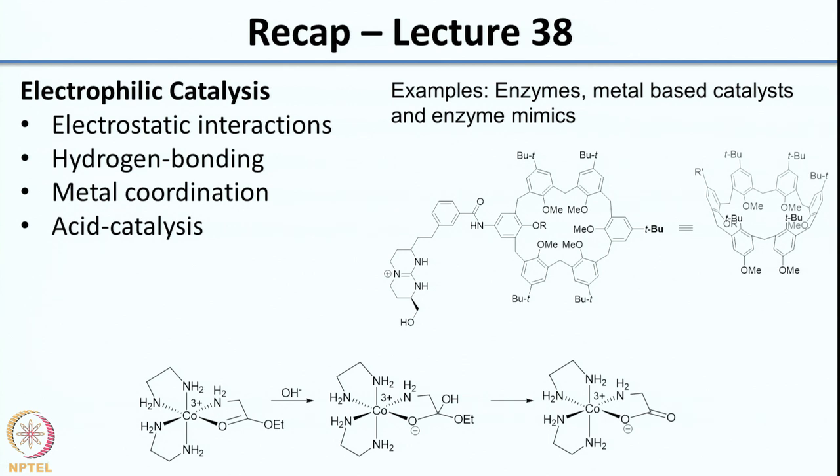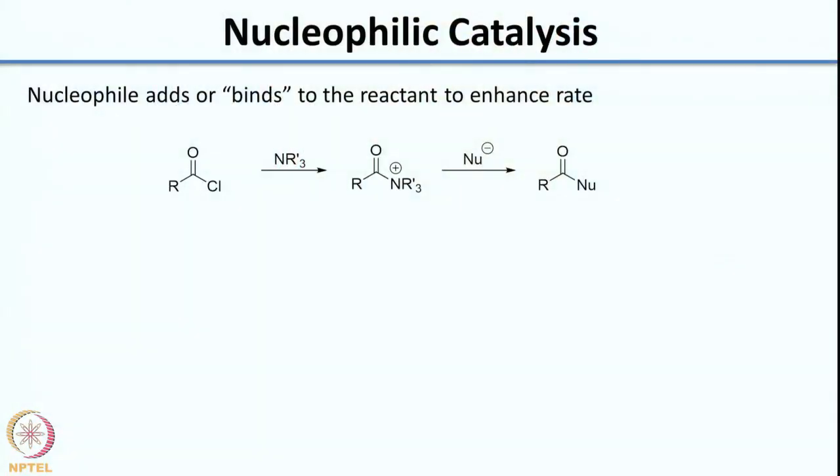We had also looked at several examples of metal based catalysis. So, in this class what we are going to look at is first nucleophilic catalysis. In nucleophilic catalysis, a nucleophile adds or binds to the reactant to enhance the rate. So, shown here is an example.